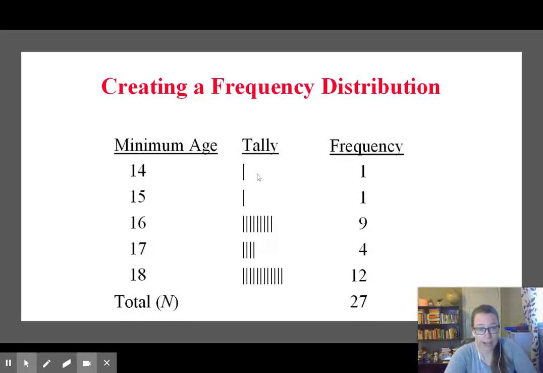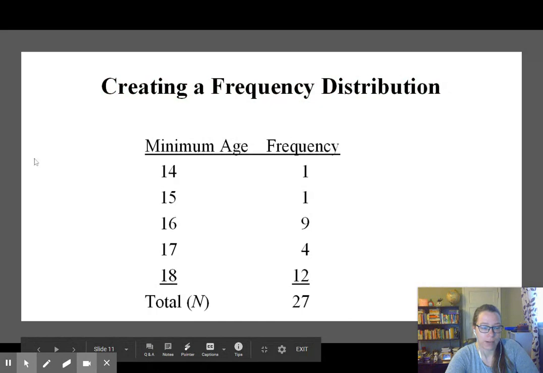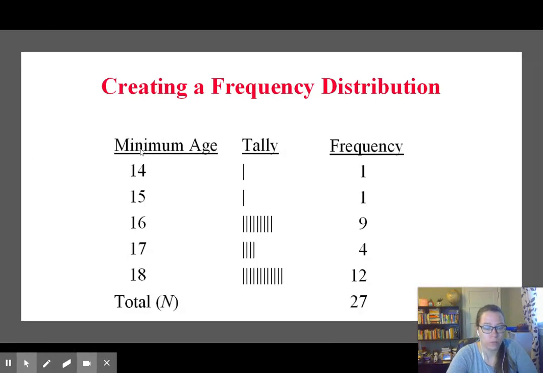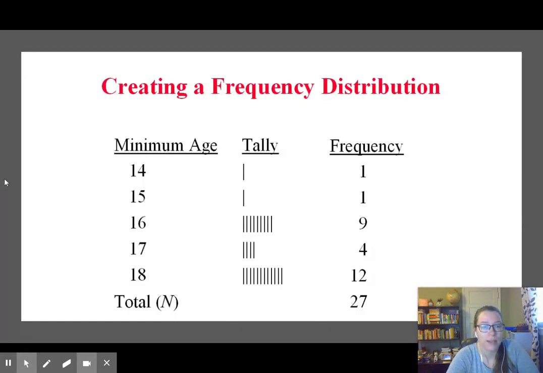There's one state that has a minimum of 14, so that happens once. 15 once, 16 9 times, 17 4 times, and 18 12 times, which gives us a total of 27 states. So going back, we see 14 is 1, 15 is 1, 16: 1, 2, 3, 4, 5, 6, 7, 8, 9.